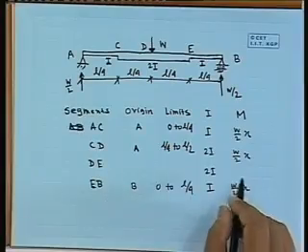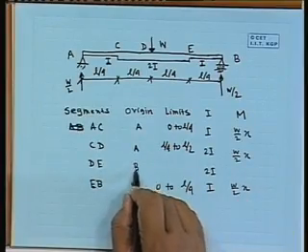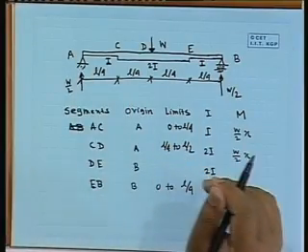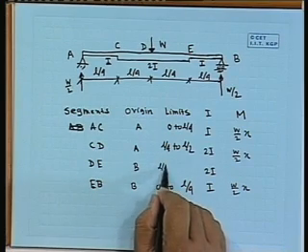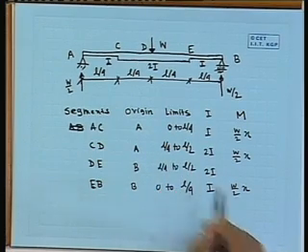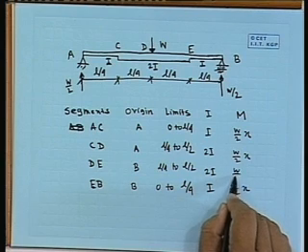Now, here we can again follow it is B. If we follow in a similar manner, so it will be L by 4 to L by 2, and expression will be W by 2 into x.